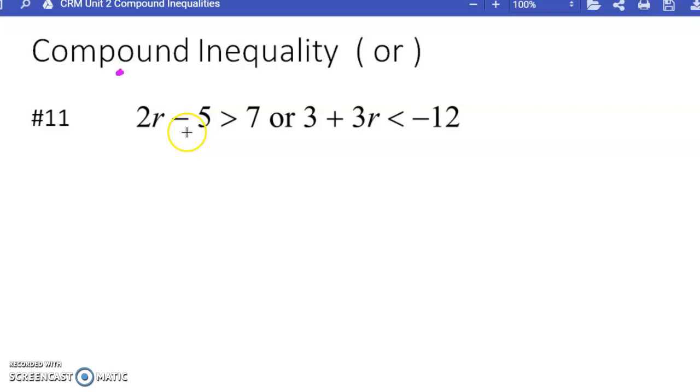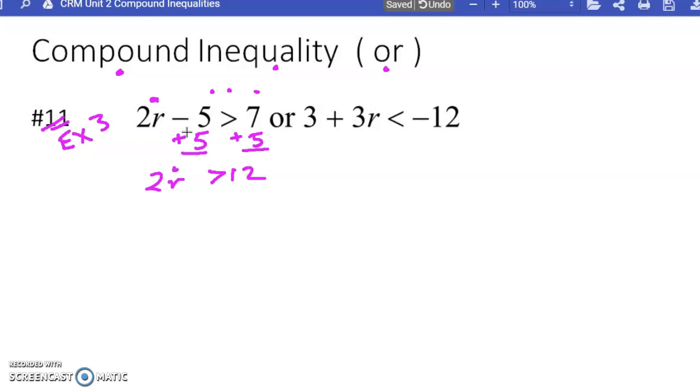All right, this is compound inequalities with an OR statement. This is actually example number 3. I have 2r minus 5 is greater than 7. I'm going to start, I want to isolate my 2r on one side. I'm going to add the 5 to both sides, so adding 5 to the right hand side. I have 2r greater than 12.